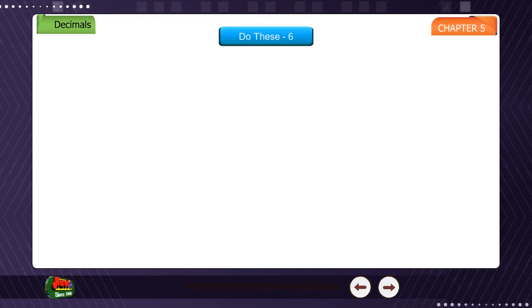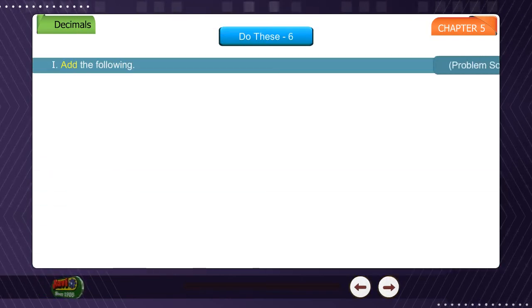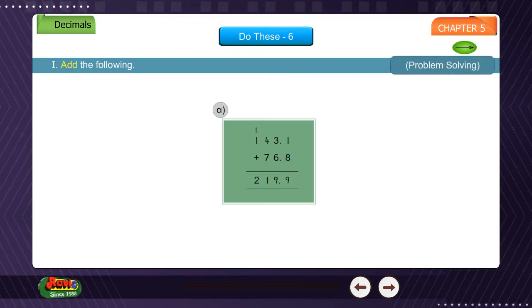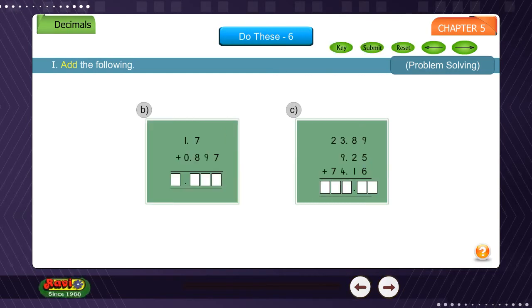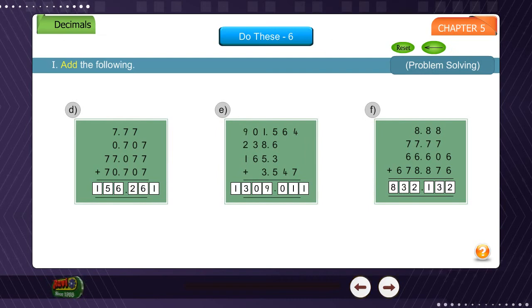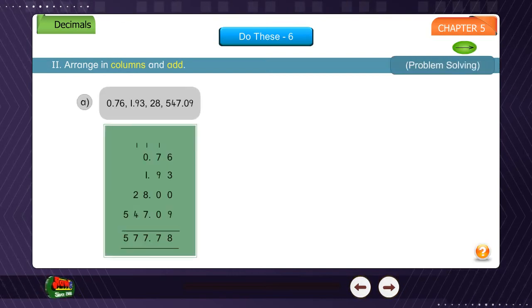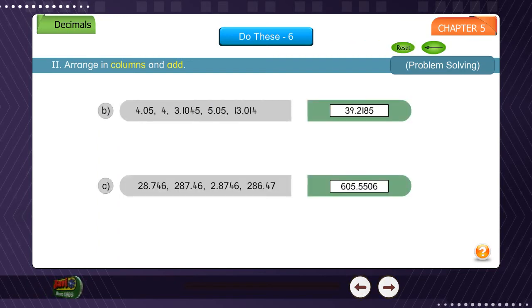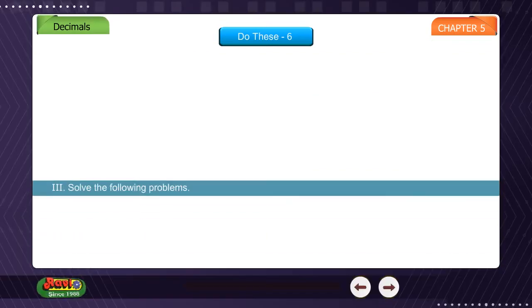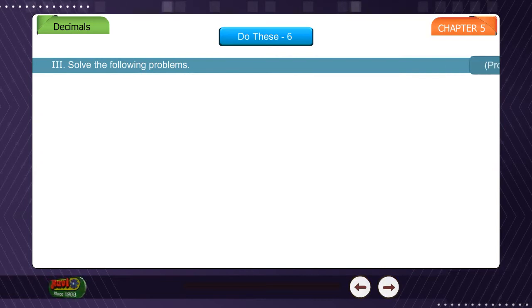Do these 6. One, add the following. Two, arrange in columns and add. Three, solve the following problems.